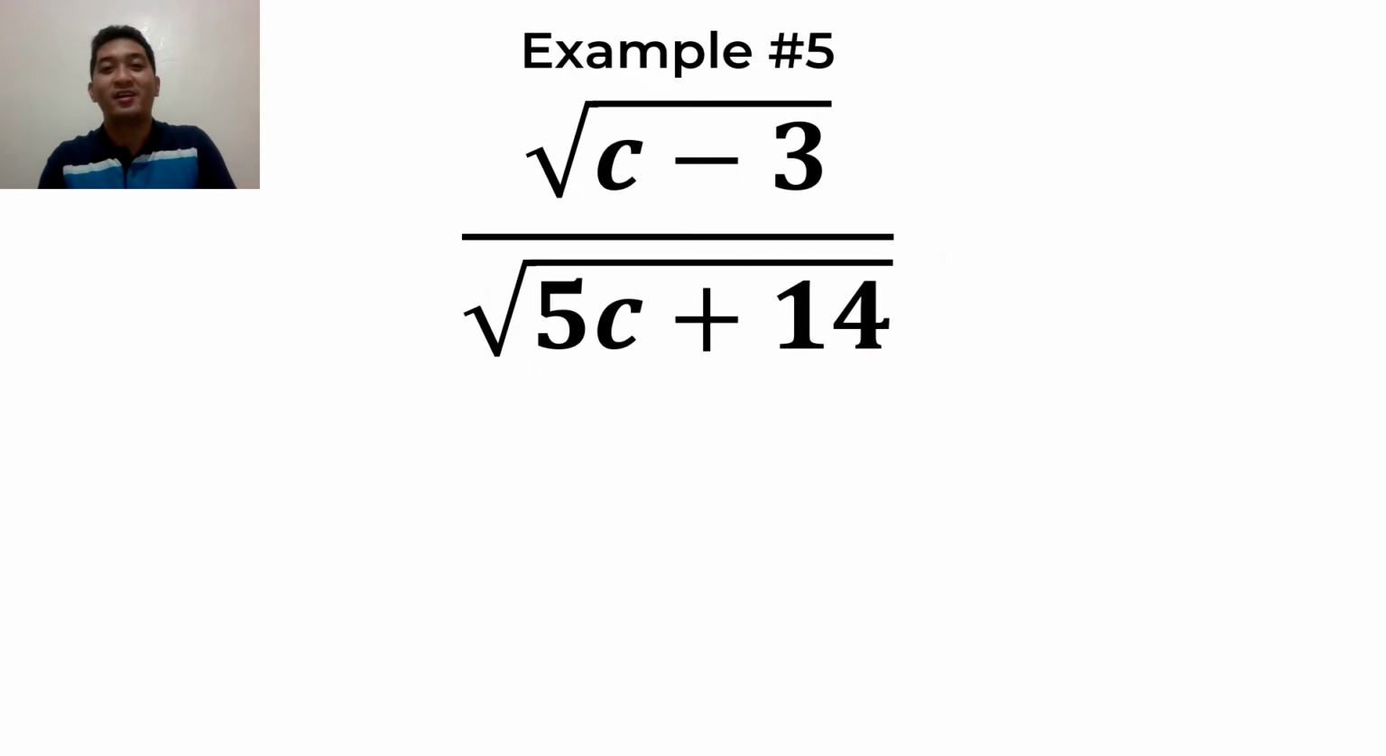Another example. Example number 5, we have the square root of c minus 3 all over the square root of 5c plus 14. I think this one is an obvious one since ito ay paulit-ulit ko nang sinasabi. Okay? Ano nga ulit yung mga basic rules natin para masabing rational algebraic expression ang ating tinitingnan? Una, ang numerator dapat algebraic expression. Ganon din ang denominator.